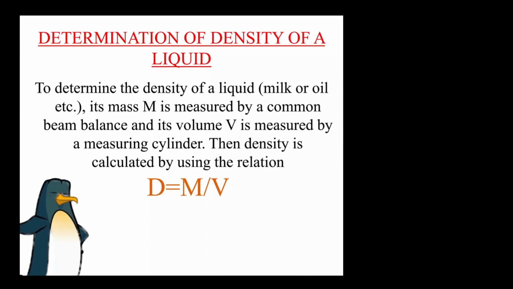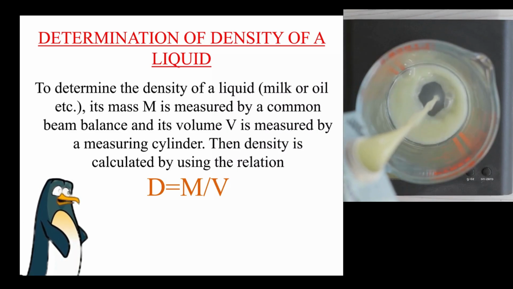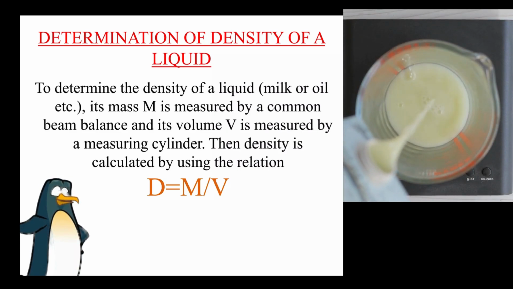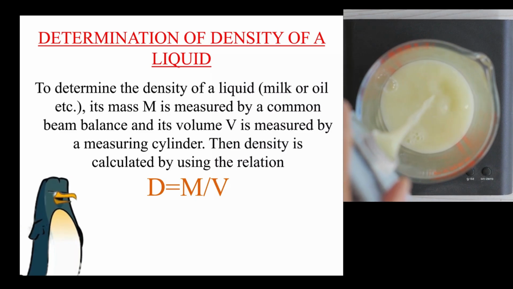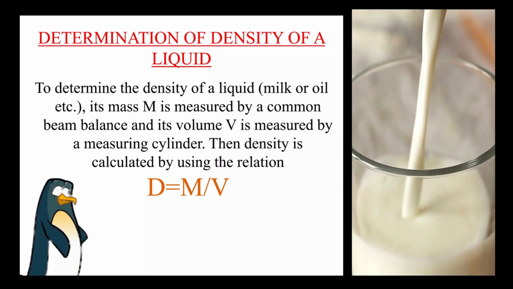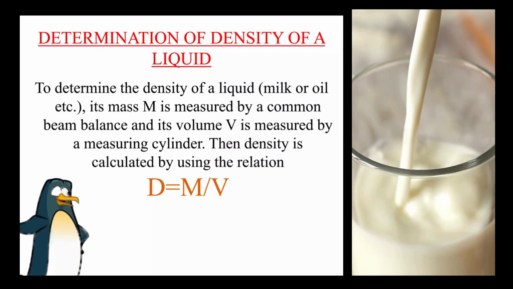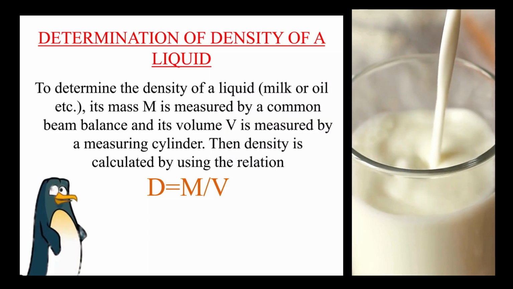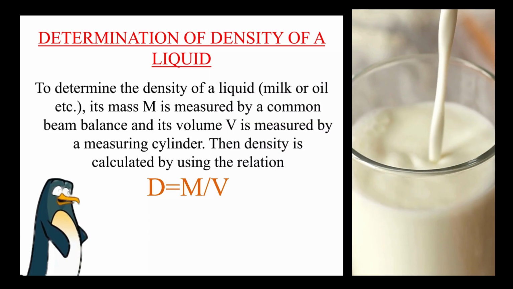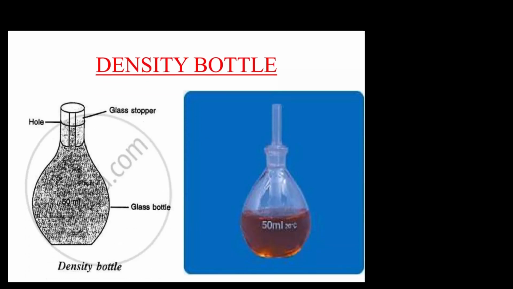Determination of density of a liquid. To determine the density of a liquid, milk or oil, etc., its mass M is measured by a common beam balance, and its volume V is measured by a measuring cylinder. Then density is calculated by using the relation D equals mass over volume, which comes in gram per milliliter.